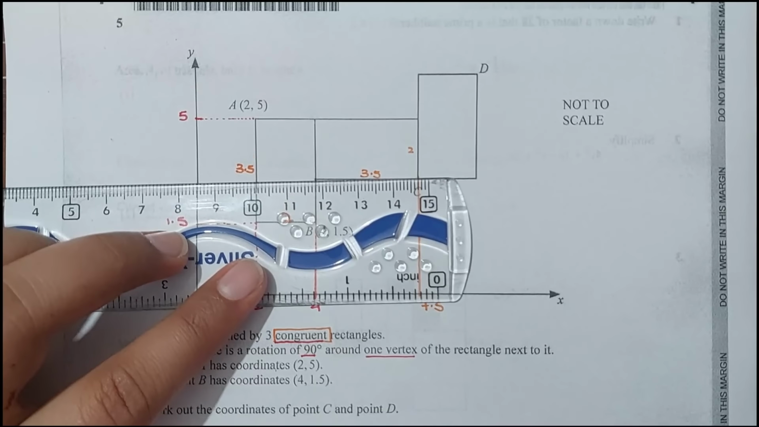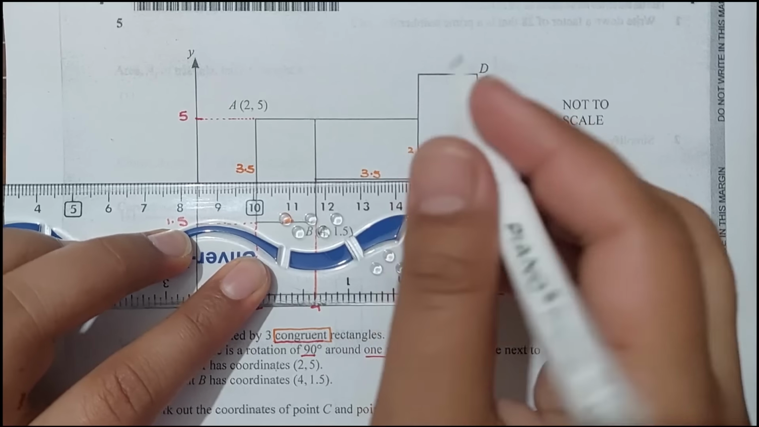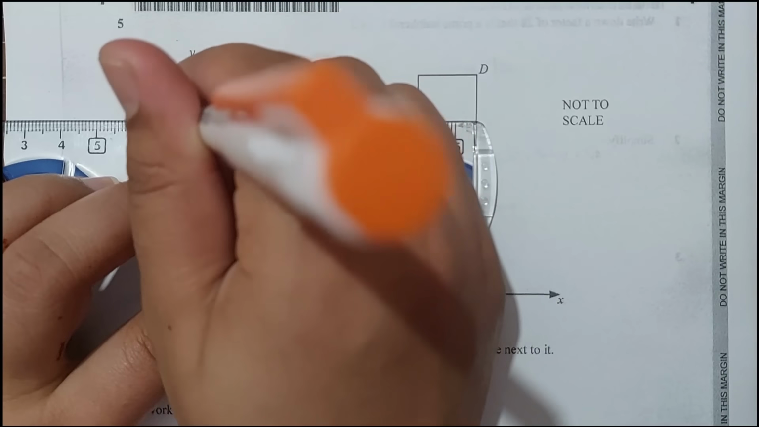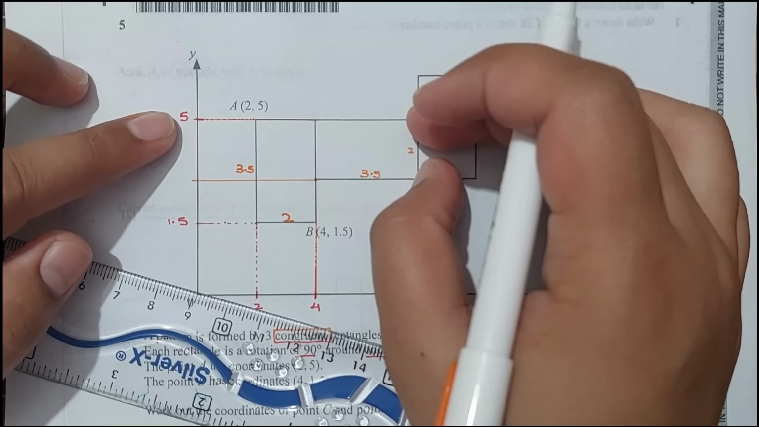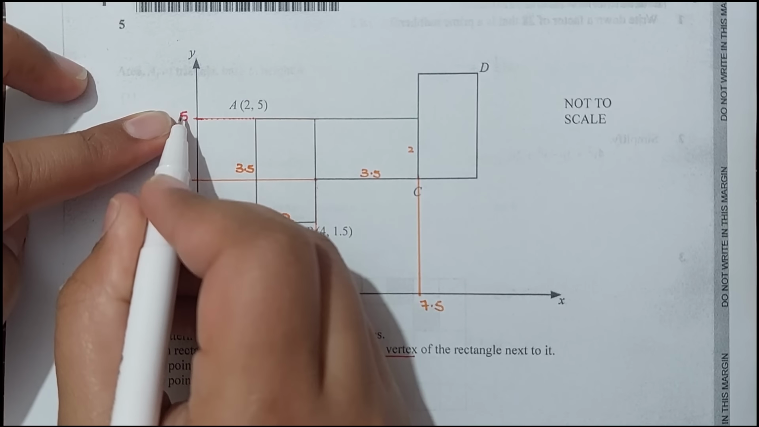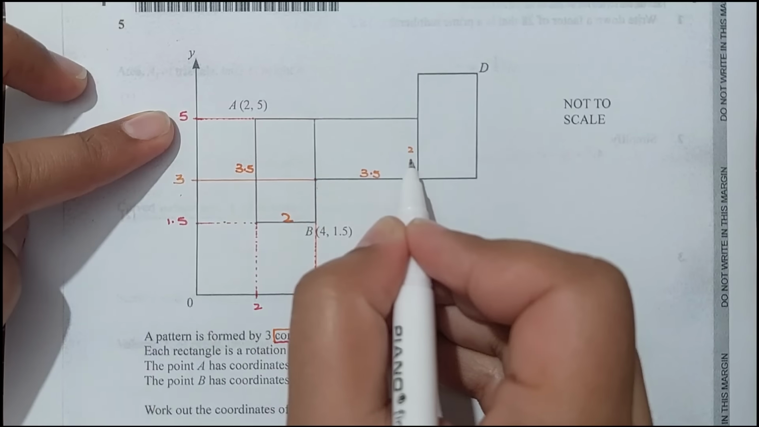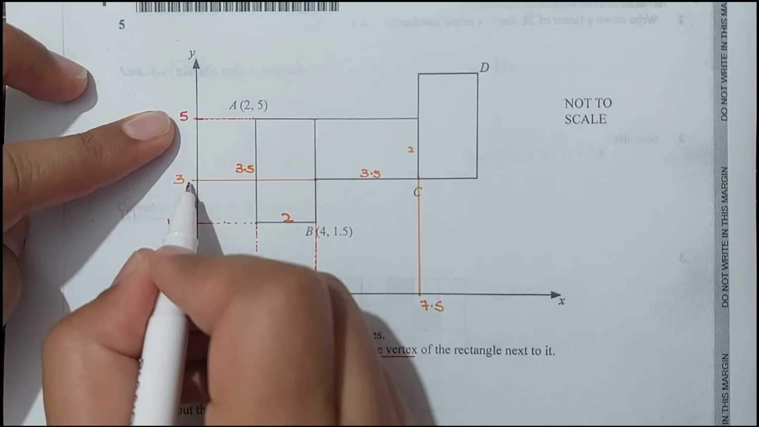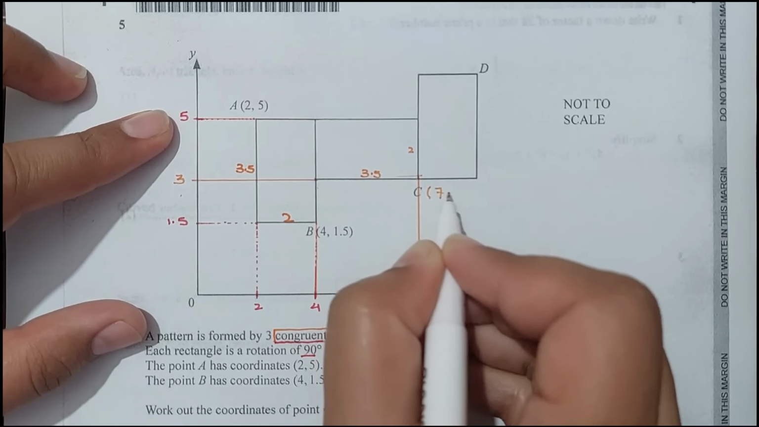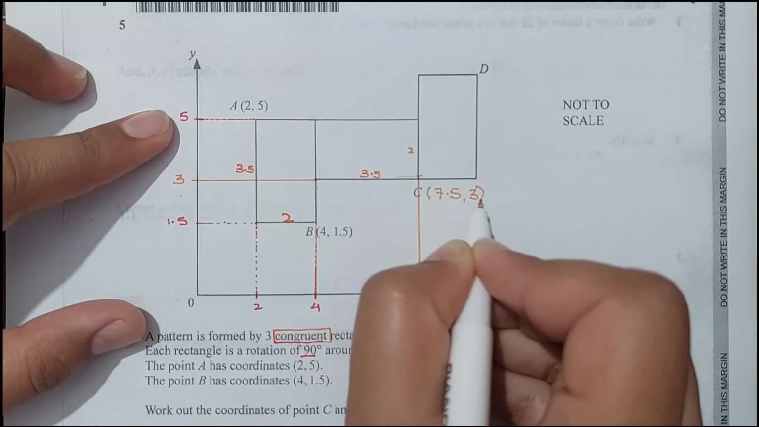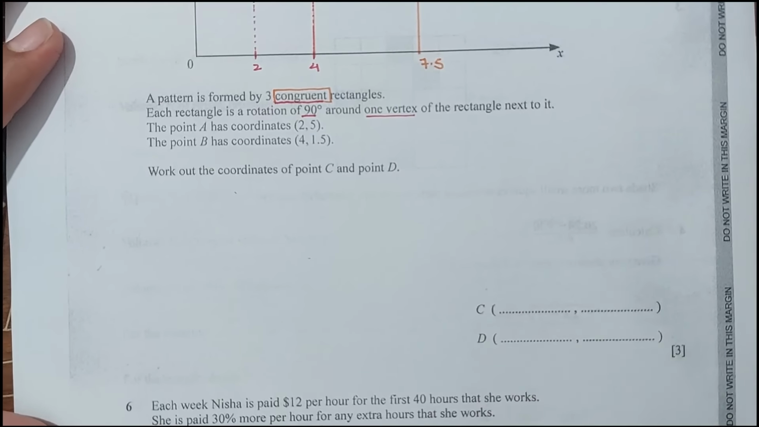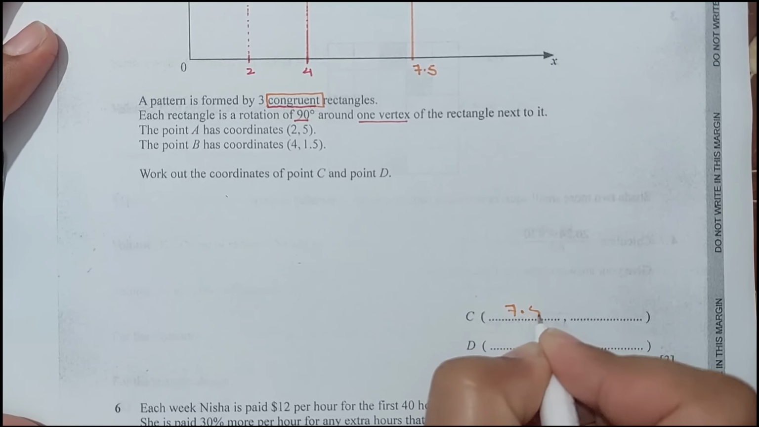Okay, now let me solve for the y coordinate of C. As you can see, these two lengths should be 2 units. So 5 subtract 2 would be 3, because the length between 3 and 5 is equal to 2. So the y coordinate of C is 3. The x coordinate of C is 7.5 and the y coordinate of C is 3. We can easily guess the values. Okay, let me write this down. I hope this makes sense now. This is 7.5 and 3.